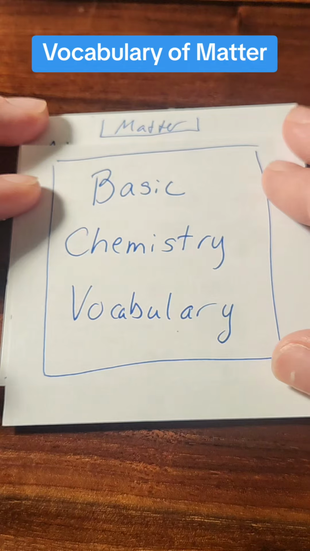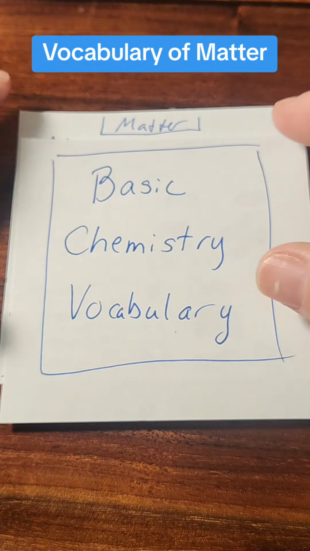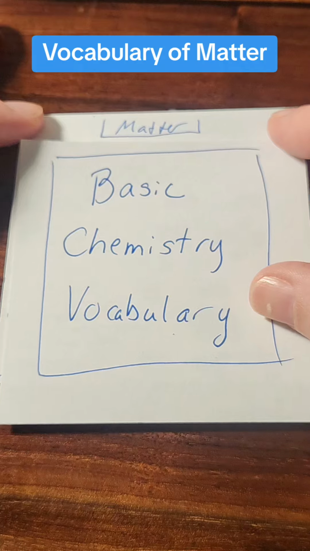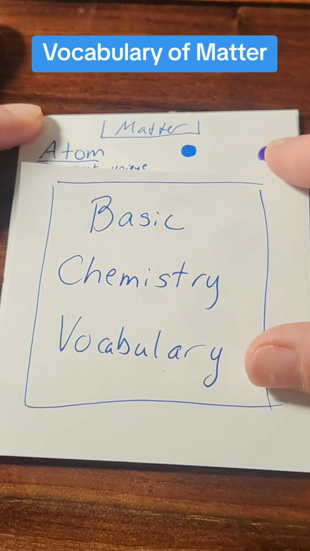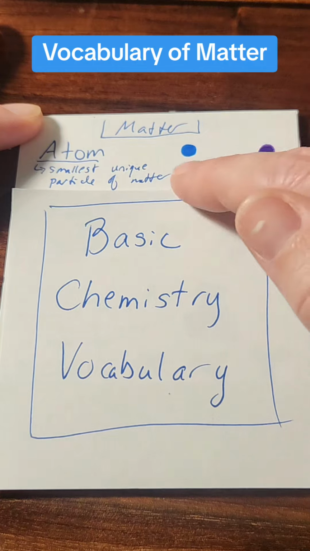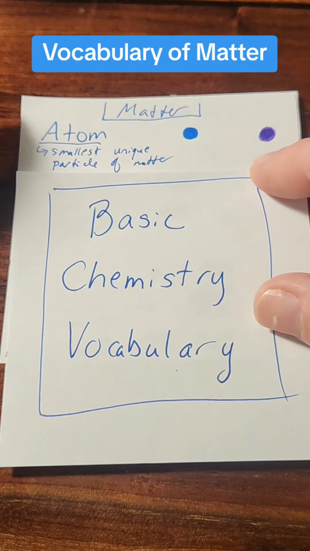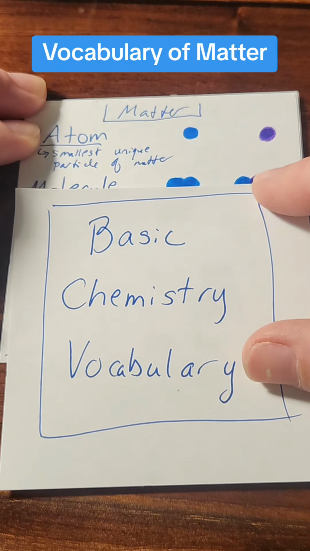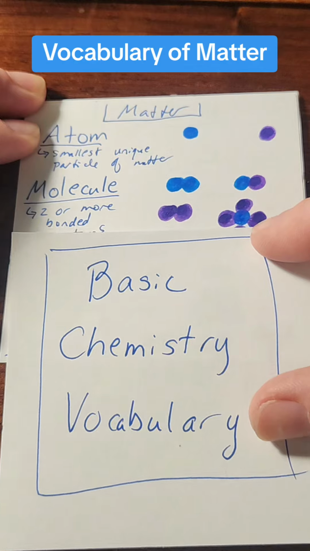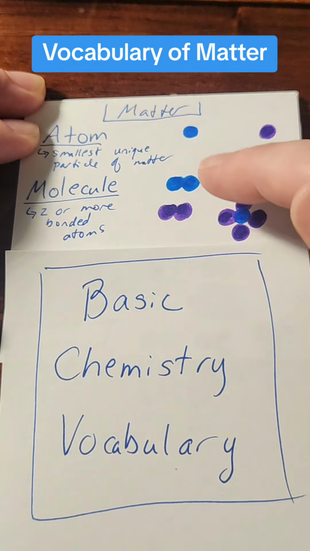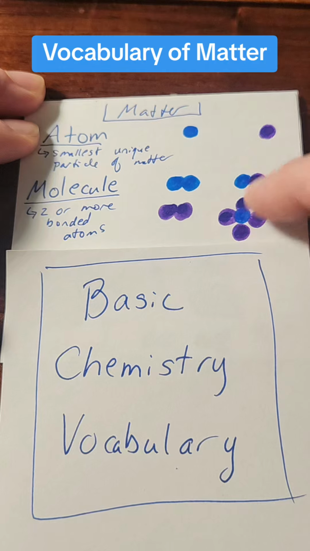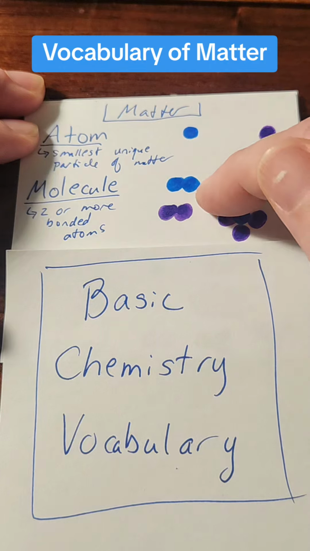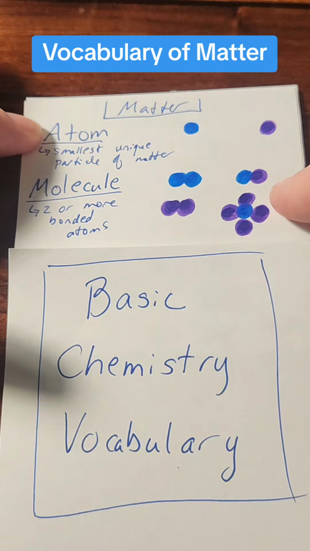Now, when you think about the smallest particle of matter that would be unique and have identifiable characteristics, that would be called an atom. So for example, here I've got a blue atom and I've got a purple atom. Now, as soon as you bond two or more atoms together, that is called a molecule. A molecule could have all the same type of atoms, or it could have different types of atoms. You can have small molecules, you can have very large molecules. So there's no restrictions on that.